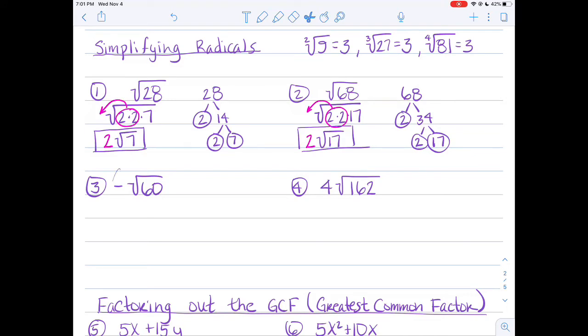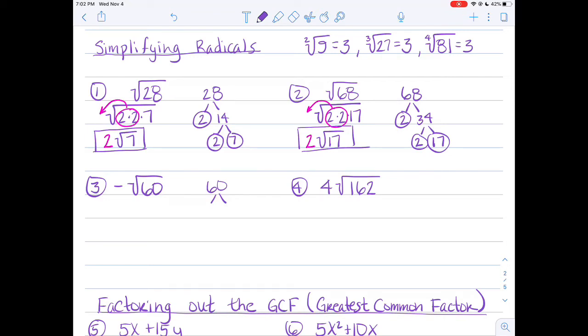numbers or negative signs out in front of the square root. We are going to focus on the square root first, but then we will have to deal with whatever is on the outside later. So let's go ahead and look at 60. There are a lot of different possibilities for 60. We could use 2 and 30, 3 and 20, 4 and 15, or 6 and 10. There's a lot of possibilities.